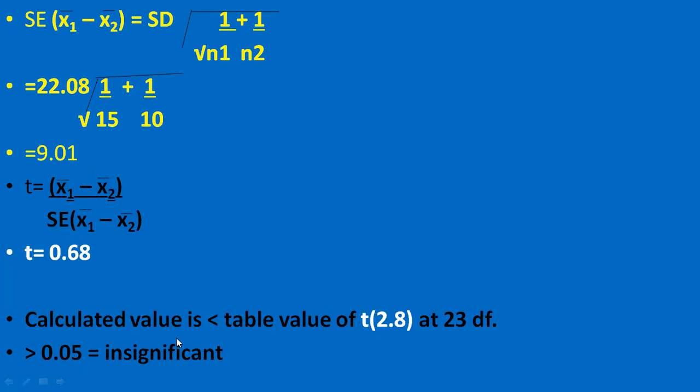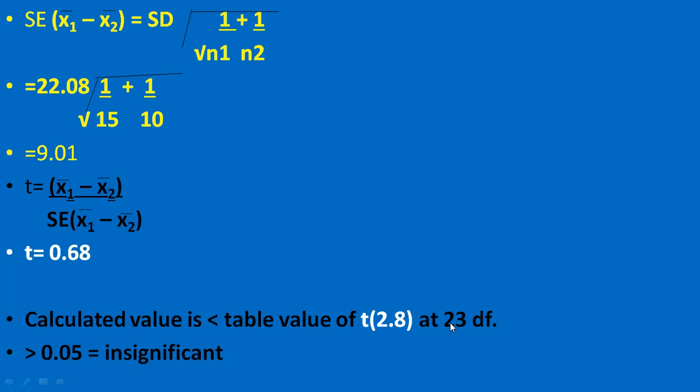Now the calculated value is less than the table value of 2.8 at 23 degrees of freedom. So we need to calculate the degree of freedom as n1 plus n2 minus 2. So n1 is 15 plus n2 is 10, 25 minus 2 is equal to 23. So 23 is the degree of freedom for this example.